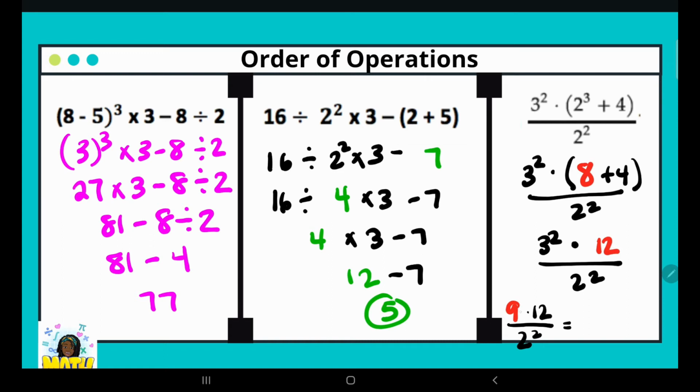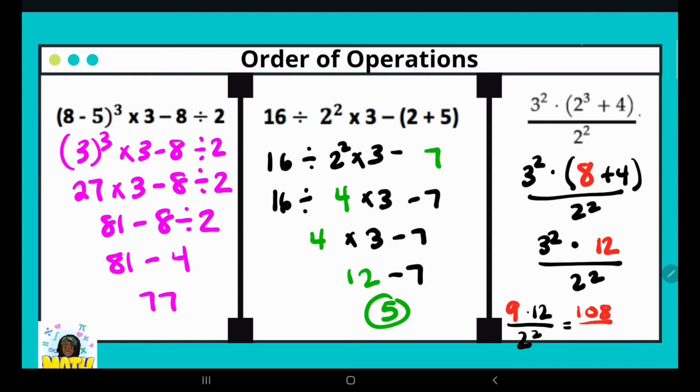Now 9 times 12, so 9 times 2 is 18. Carry the 1. 9 times 1 is 9, plus 1 is 10. So 9 times 12 is 108. And now I can evaluate the bottom portion of my problem.